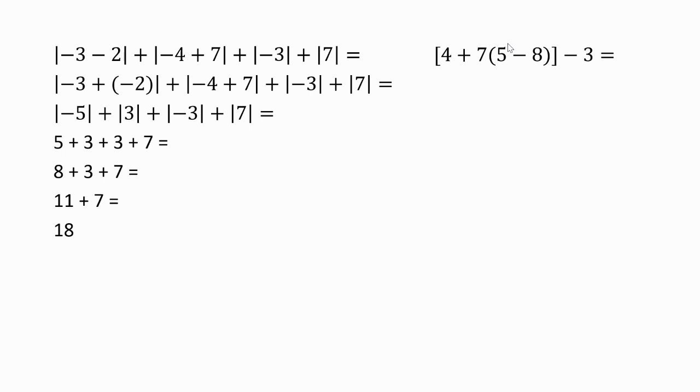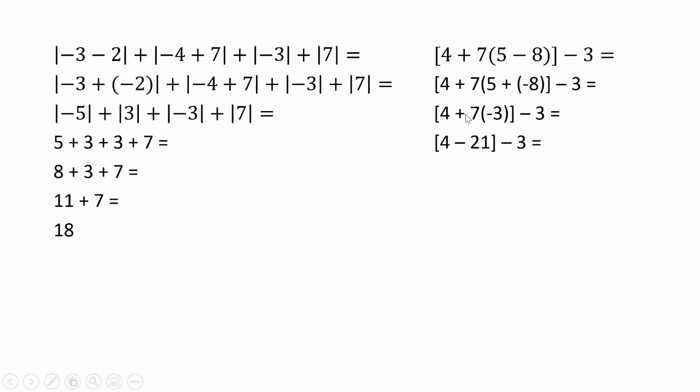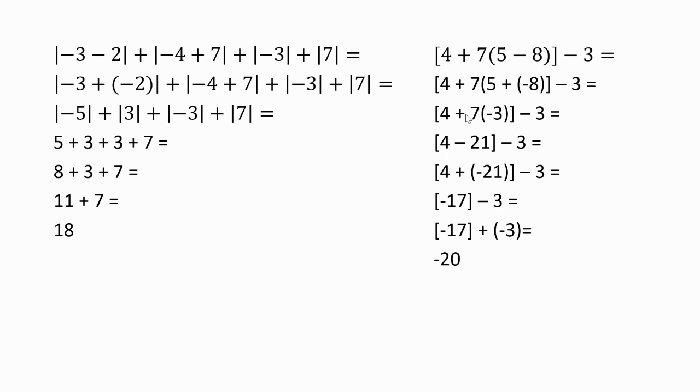So I'm going to do 5 minus the 8 first. So I'll go ahead and add the opposite, right? Then I'll actually add those together. So now I'm still doing inside these brackets here, okay? Add the opposite once again. Go ahead and add it one more time, and I get negative 20.